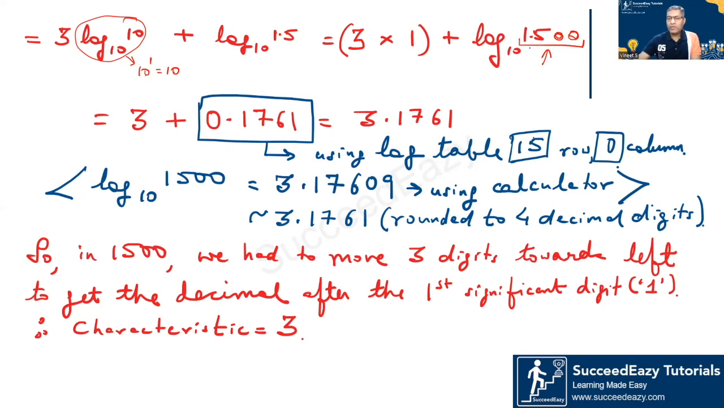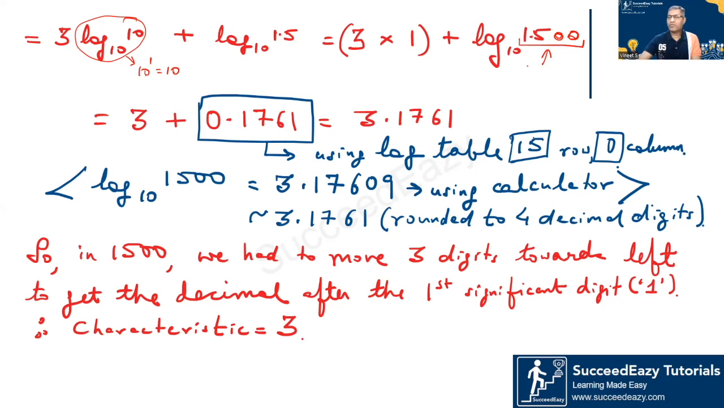Now the value of log of 1.500, okay, it's 0.1761. How? 15 row and 0 column. The 4th digit is 0, so the mean difference column would be ignored. And the intersection of 15 row and 0 column gives you 1761. The characteristic in this case will be 0.